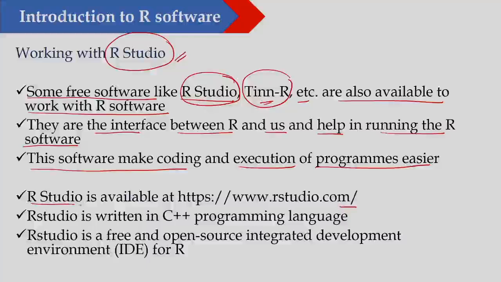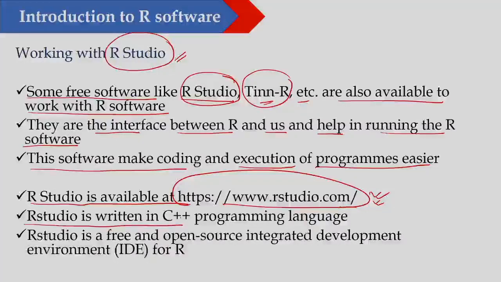RStudio is available at this particular link, www.rstudio.com. From here you can download it. RStudio is written in the C++ programming language. RStudio is a free and open source integrated development environment for R. So, this is free software, and you can download it and use it.